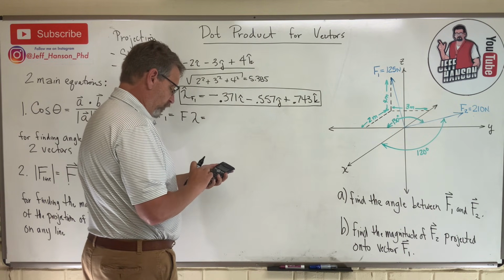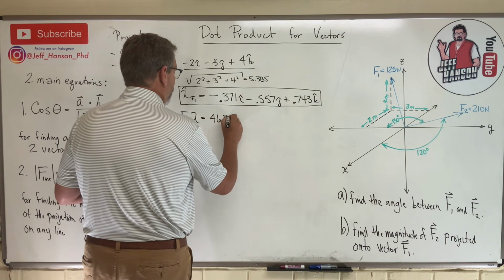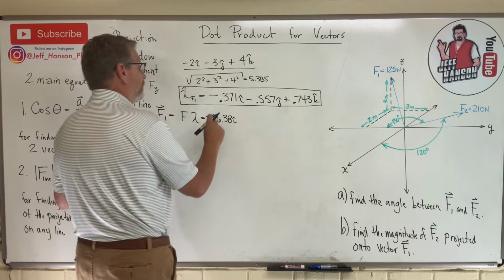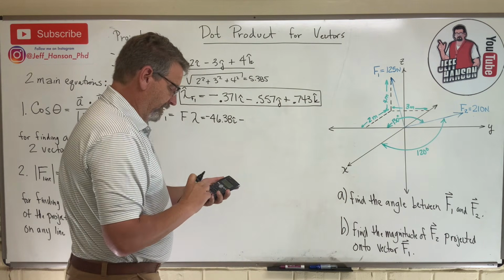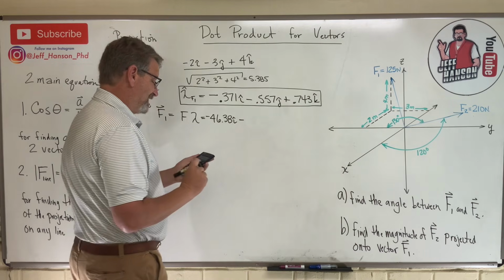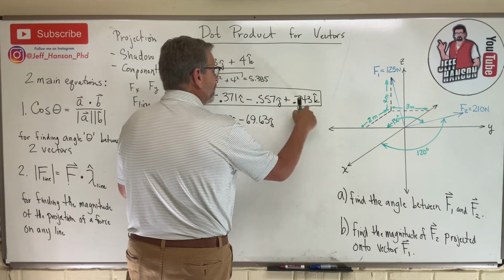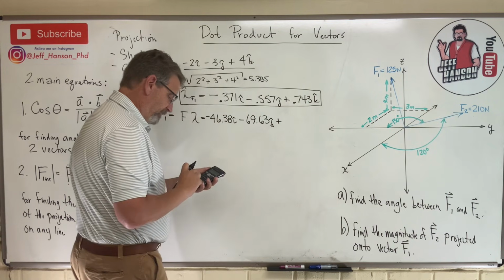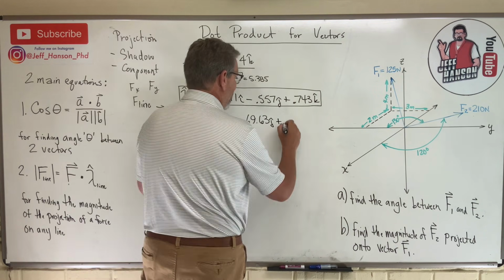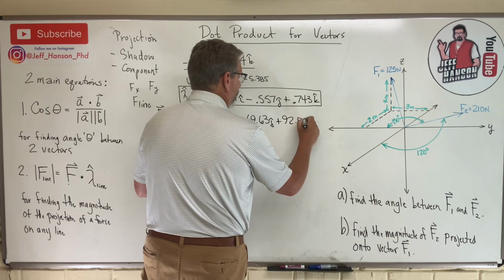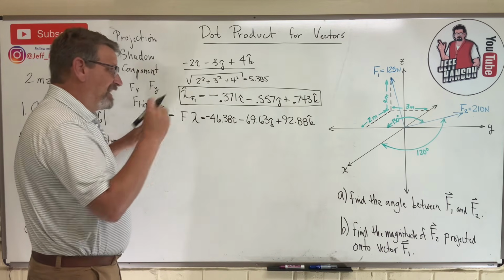0.371 times 125 is 46.38, and that's negative, isn't it? So it's going to be negative, negative, positive. Minus 125 times 0.557 equals 69.63. And then plus 0.743 times 125 equals 92.88. Okay, so there's vector F1 in ijk form.